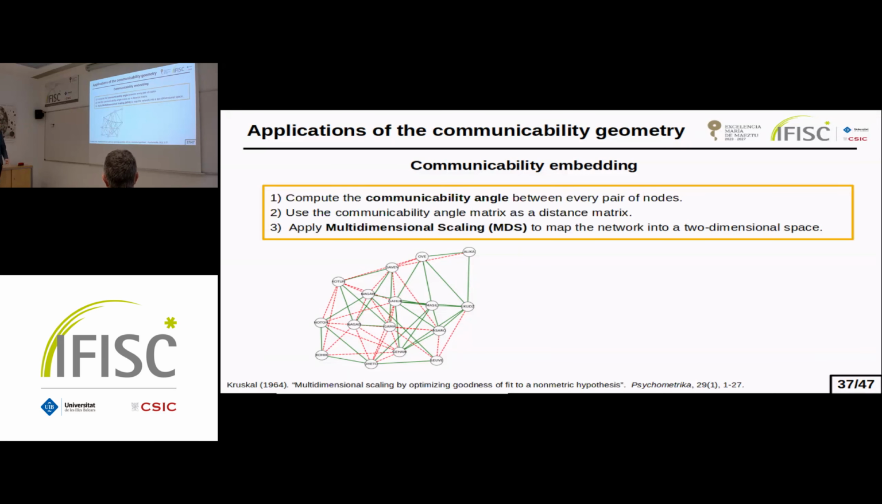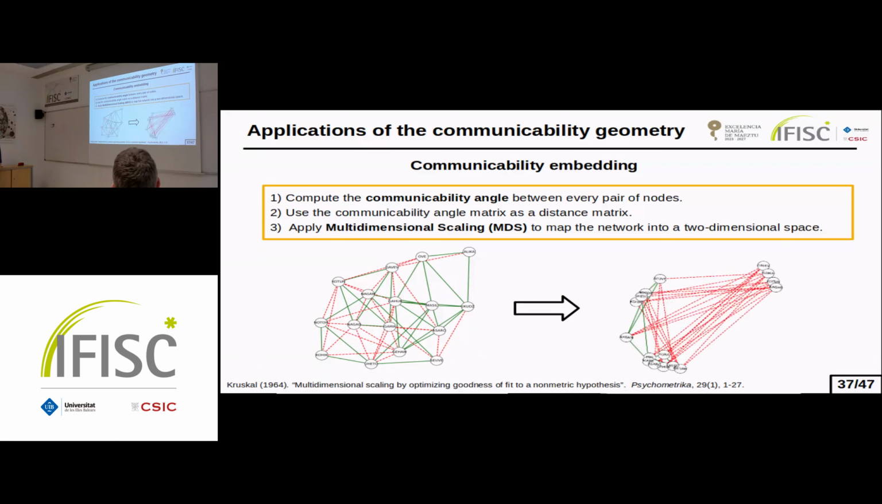Instead, what we do is we use the communicability angle as a distance matrix and employ metric multidimensional scaling proposed by Kruskal that basically forces the network to be embedded in a low dimensional space, in this case, in a two-dimensional space in the plane, but tries to preserve the distances between nodes as faithfully as possible. And when we do that, this is the pattern that emerges.